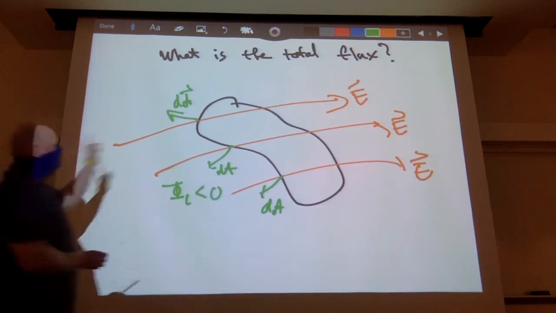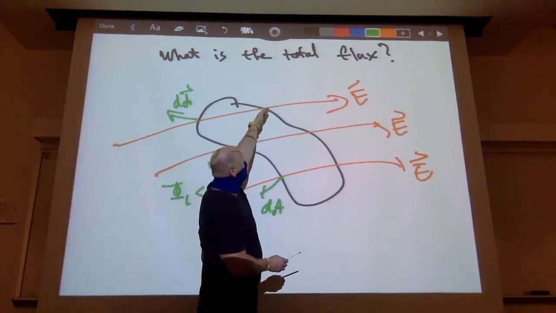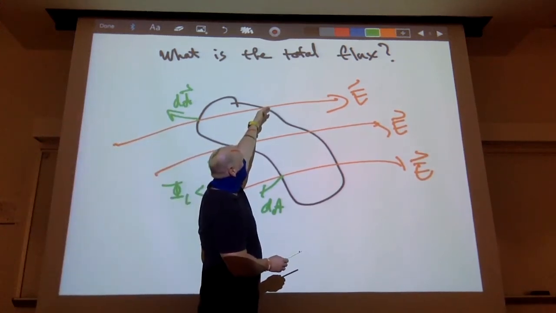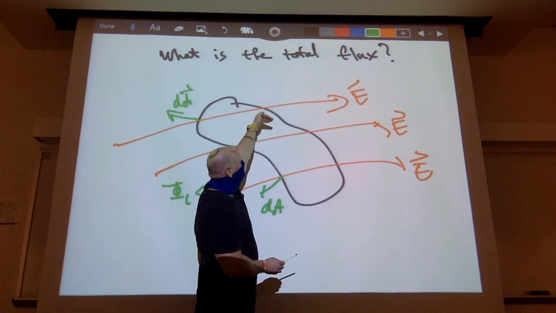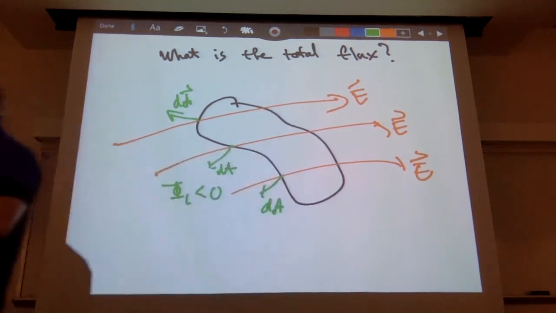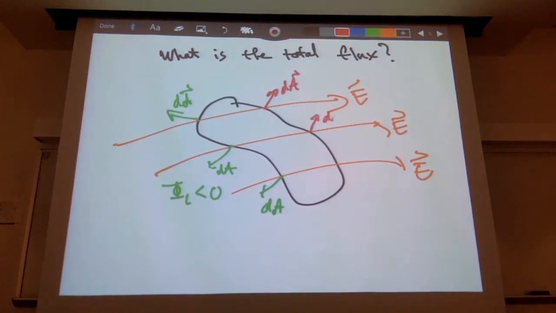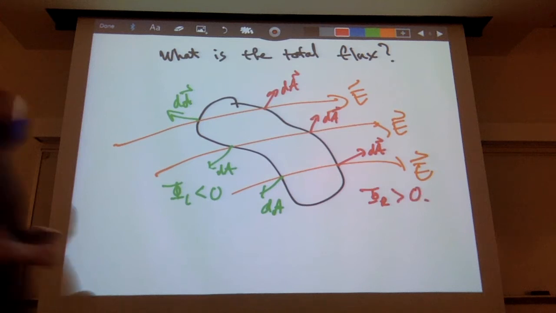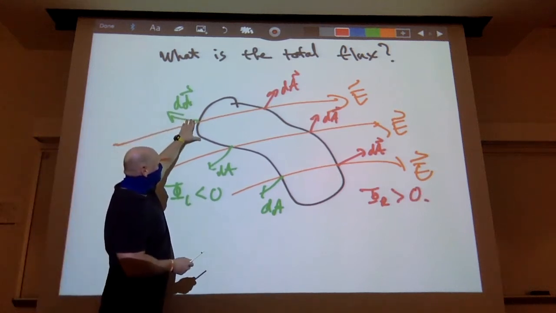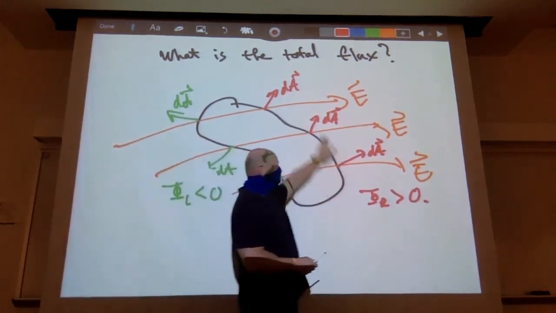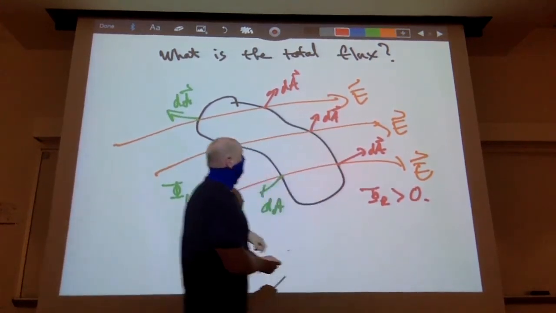But what's happening on the right-hand side? Well, on the right-hand side, all my dAs are pointing outward, which means that now I have a positive cosine, which means on this side all my dAs are going to point in the same direction, or at least relatively the same direction as my electric field, which means the flux on the right-hand side then is positive, because this is greater than 0. So anywhere I have flux lines coming in, they have to be negative. Anywhere I have flux lines going out, they have to be positive.